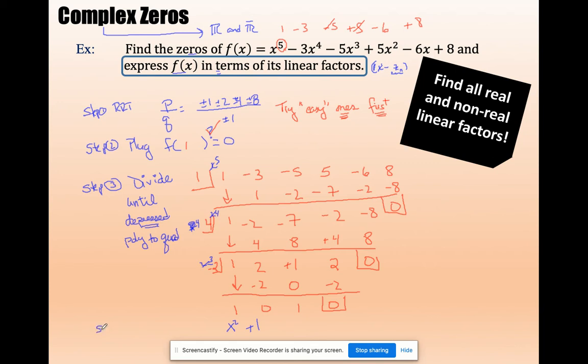So once I've depressed to a quadratic, I either factor it if it's a nice quadratic, or I use the quadratic formula. Actually, I don't even need the quadratic formula with this one. I mean, I could use it, but why wouldn't I just do this? x squared plus 1, I want to know what makes it equal to 0. x squared is equal to negative 1. That is not solvable over the reals. But how many things can you square and get negative 1? Well, that's plus and minus i.